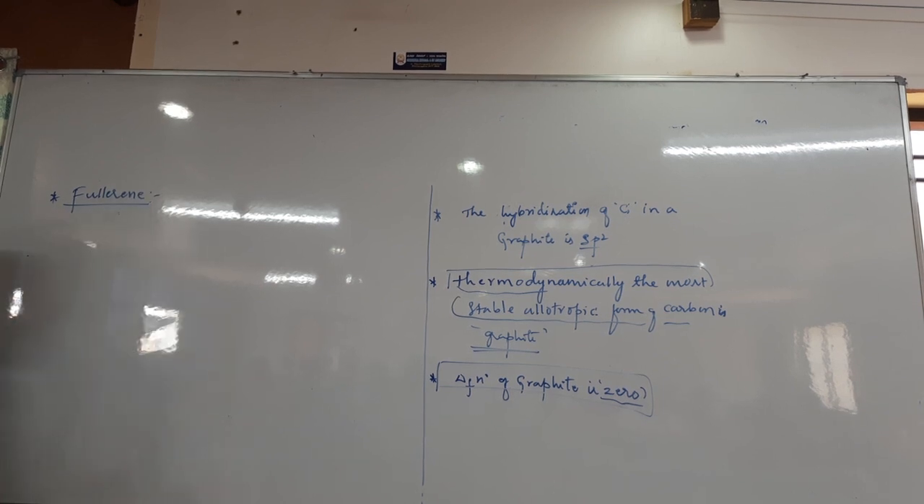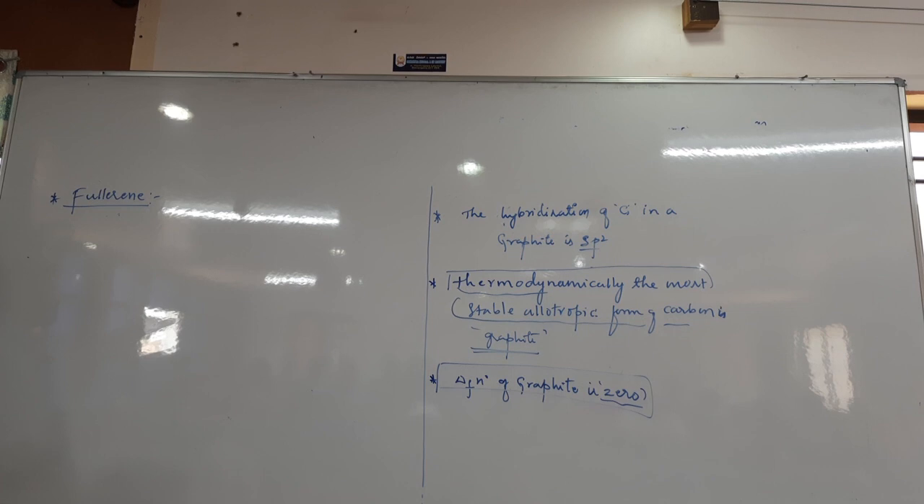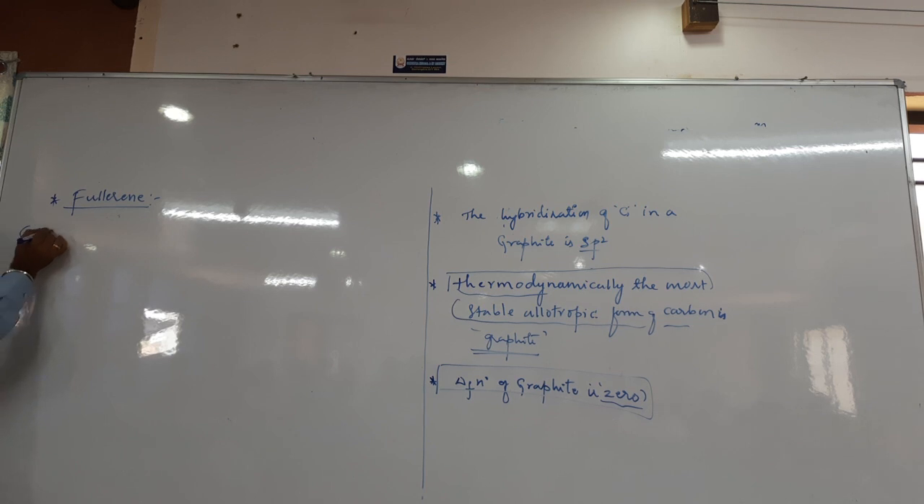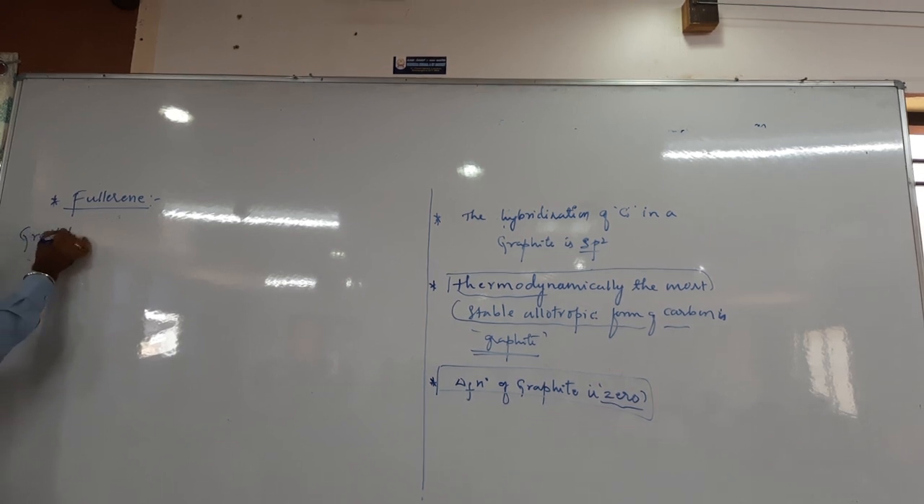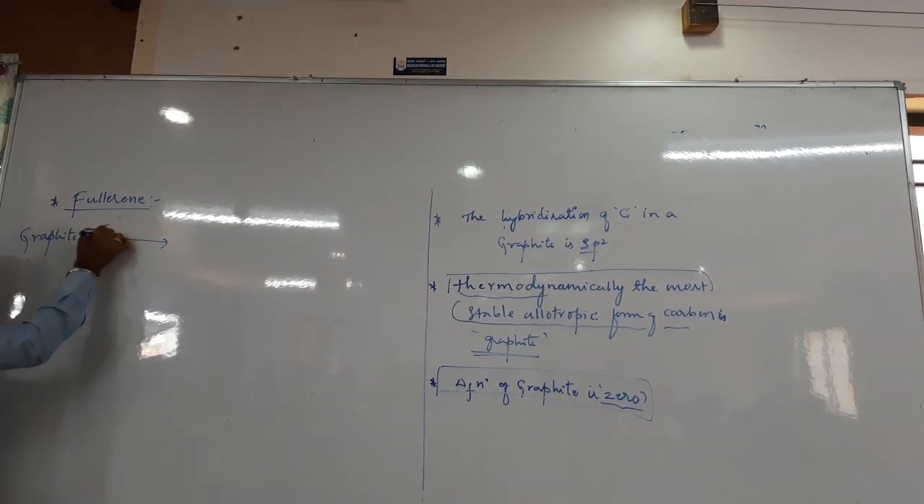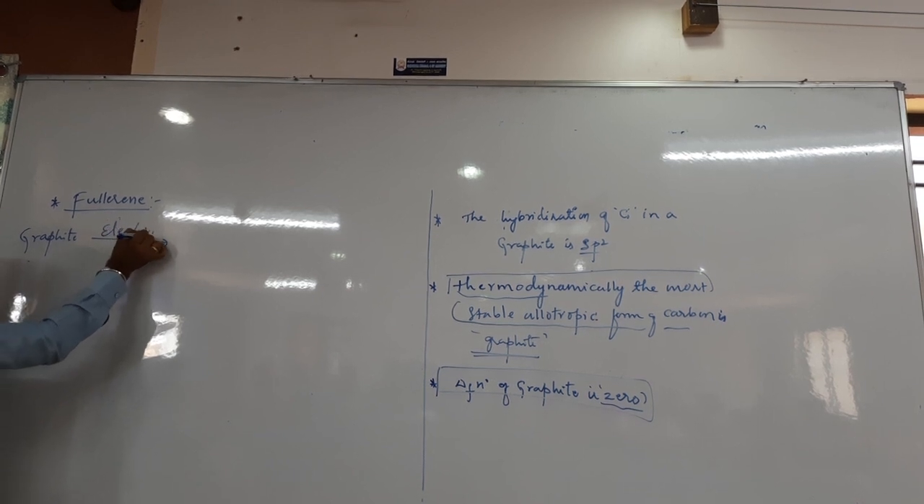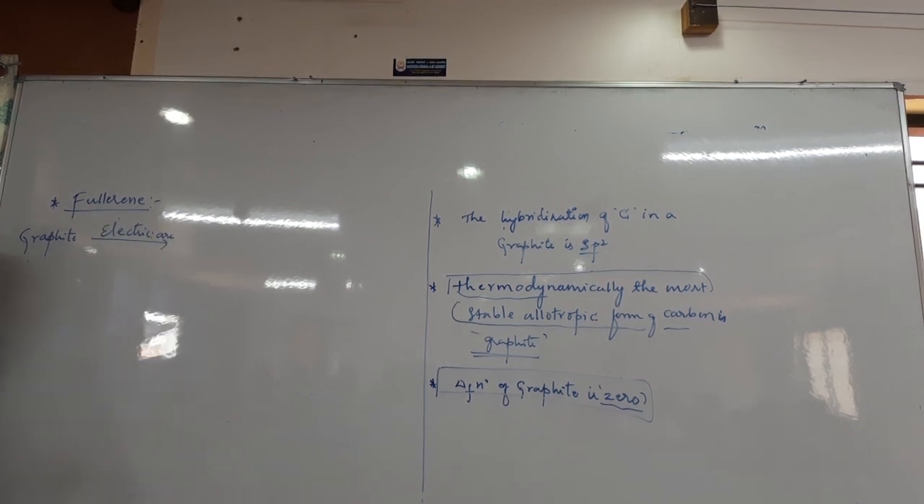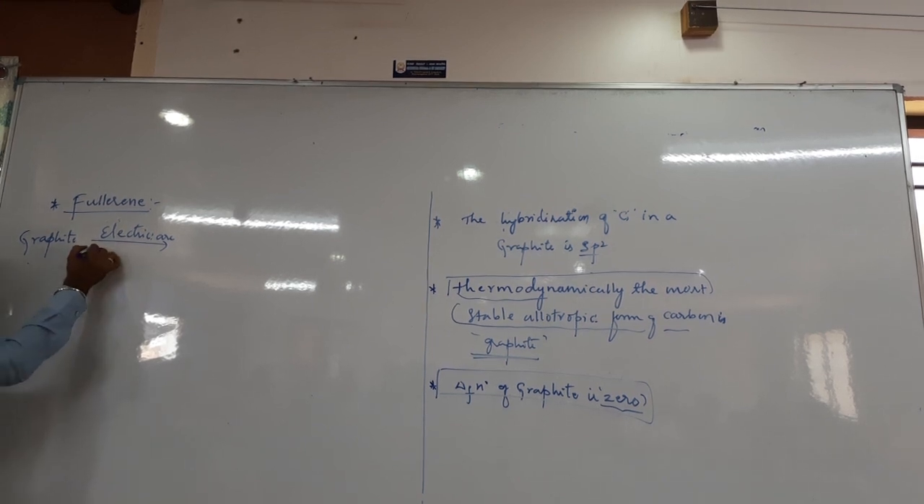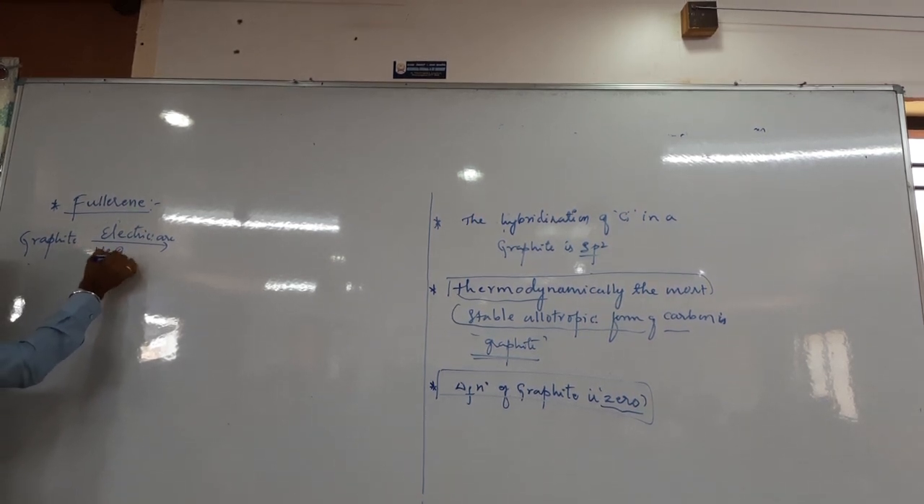So fullerene, by the way, the source for it is graphite. So graphite is a source for fullerene. How is it actually formed? Just focus here. Suppose I have graphite that has to be heated in an electric arc, in the presence of noble gases like helium or argon.